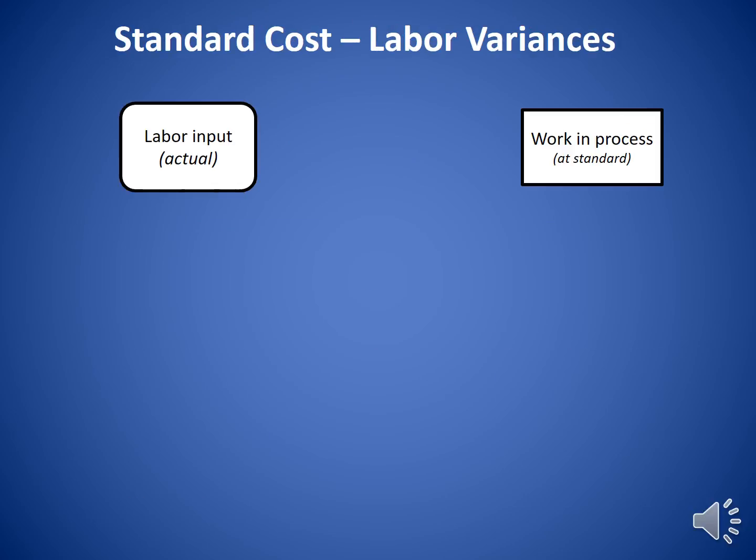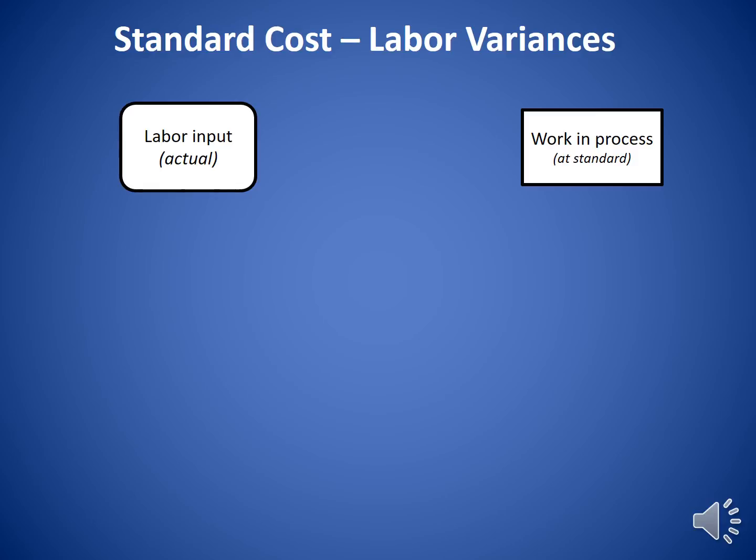Now let's look at labor variances, and you see two objects here on your screen. One says labor input, and that is basically our labor input at actual, which means our actual hours times what we actually paid people. Over on the right-hand side you see work in process, and that's where we record our labor, but at a standard rate and at a standard cost. So that's work in process recorded at standard. In order to get between the two, we have to extract several variances.